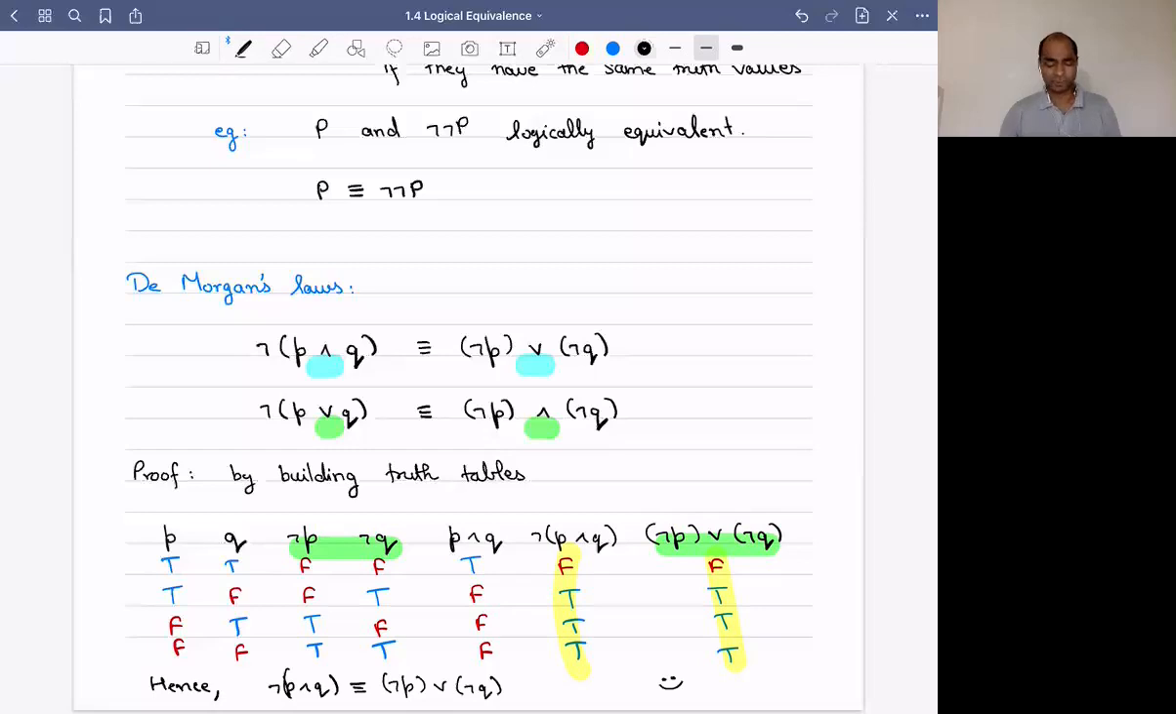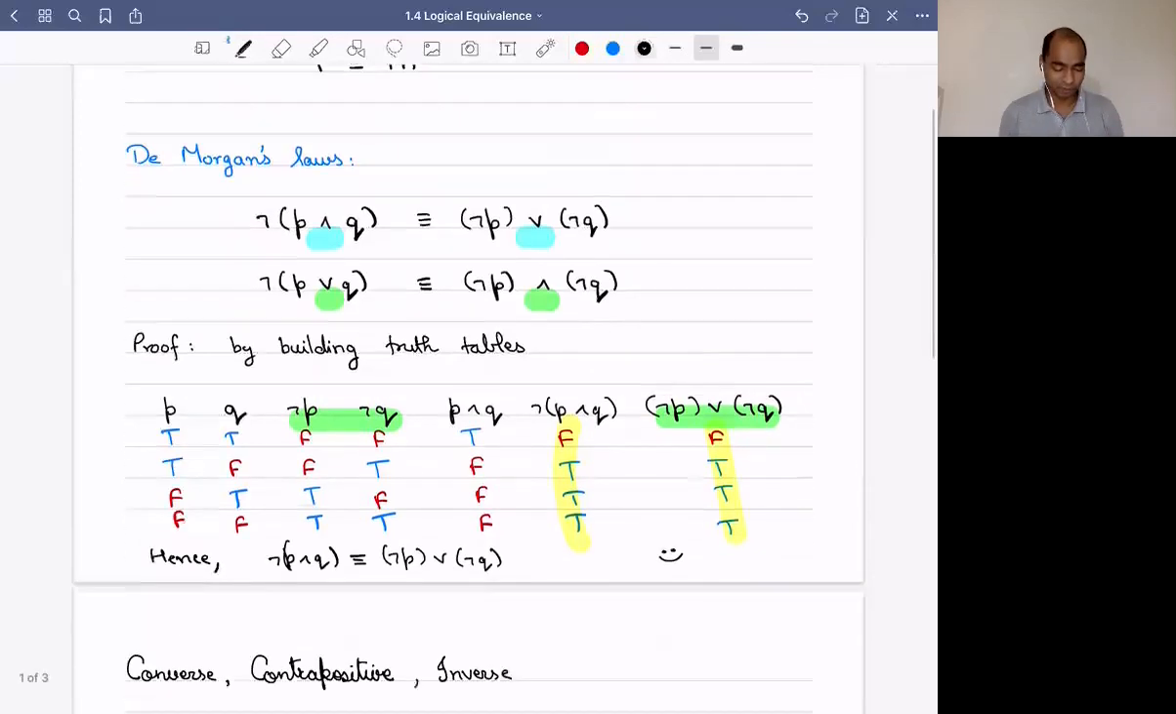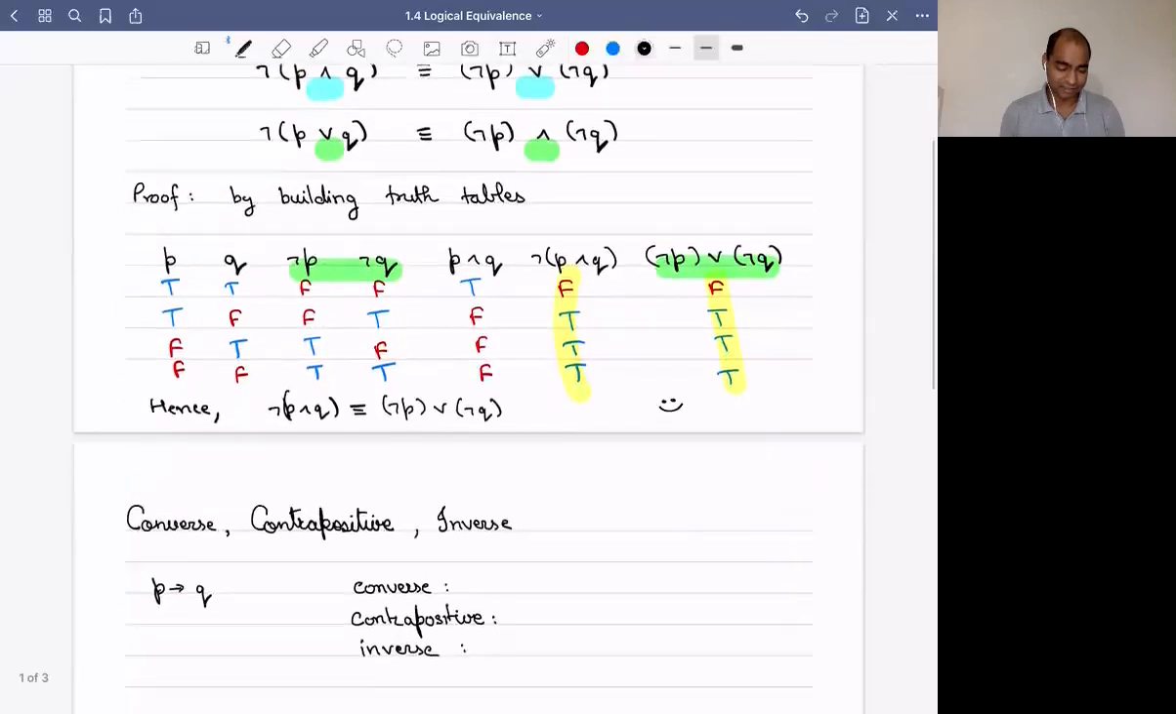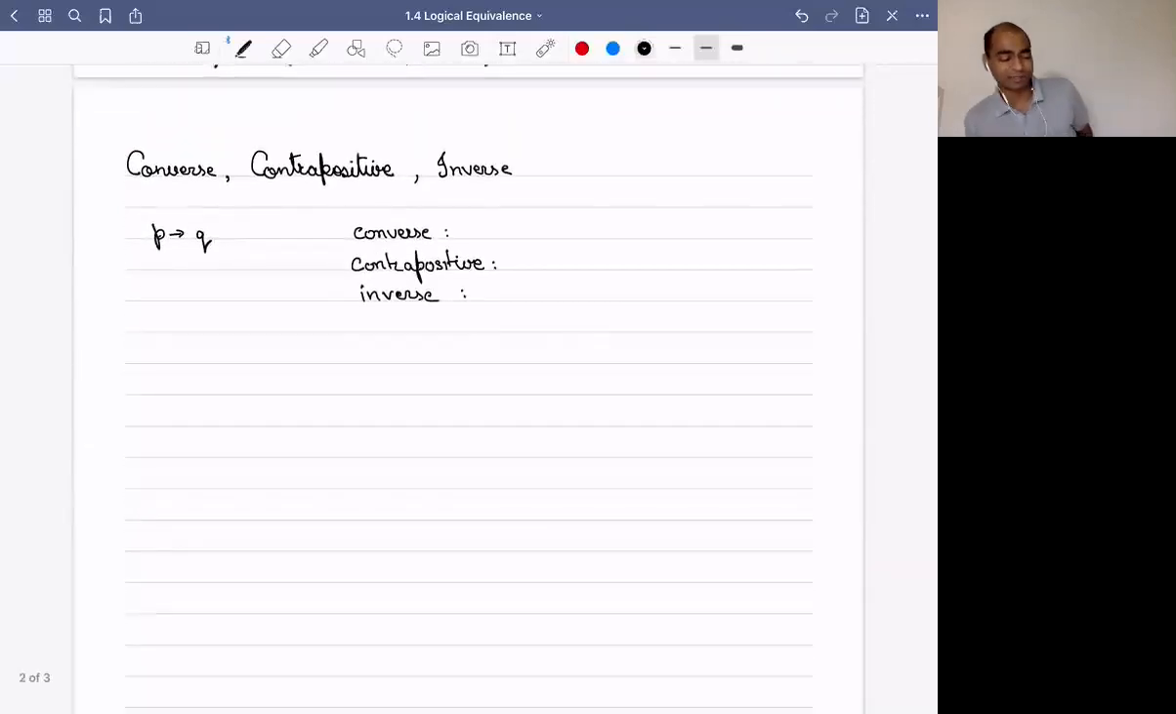So that's how you prove equivalence, just by building truth tables. And we have done our first theorem and proof. So yay. We're going to do one more theorem and proof of logical equivalence, and that is something involving something we saw yesterday, namely the converse, the contrapositive, and the inverse.